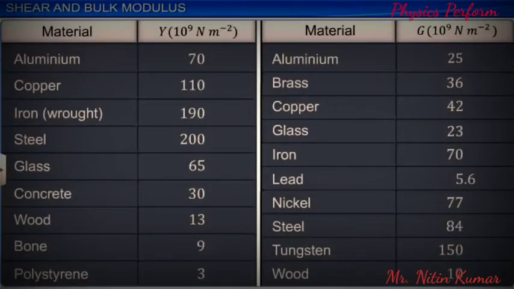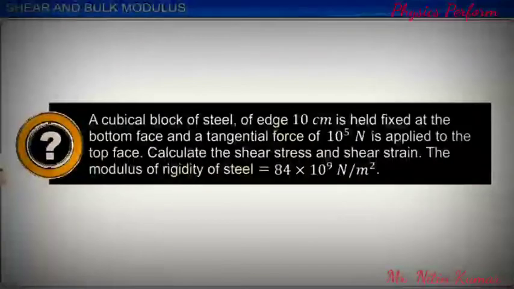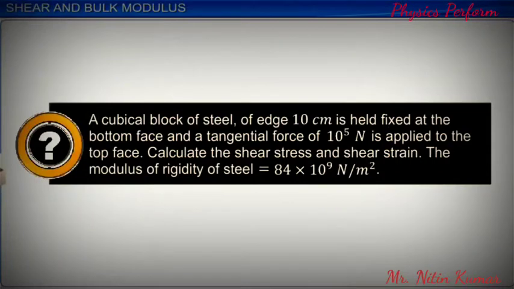A cubical block of steel of edge 10 cm is held fixed at the bottom face and a tangential force of 10 to the power 5 newtons is applied to the top face. Calculate the shear stress and shear strain. The modulus of rigidity of steel is 84 times 10 to the power 9 newtons per meter square. The values given in the problem are the tangential force, the edge of the cube, and the modulus of rigidity.